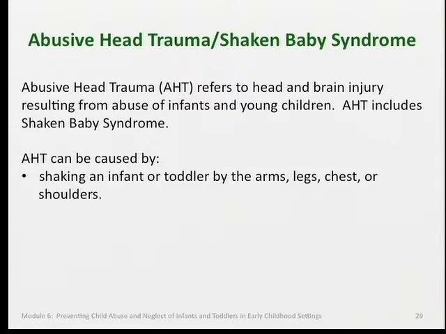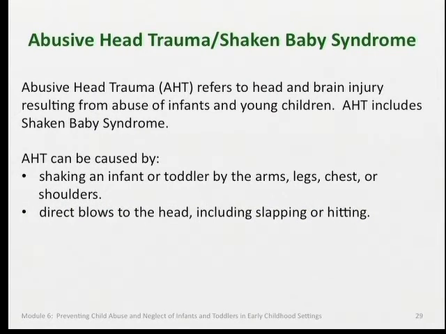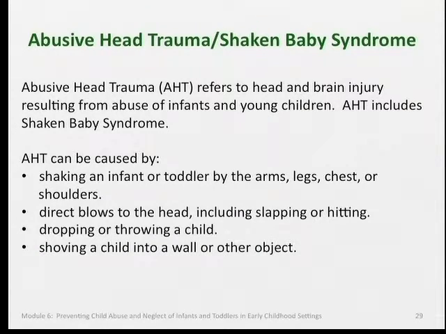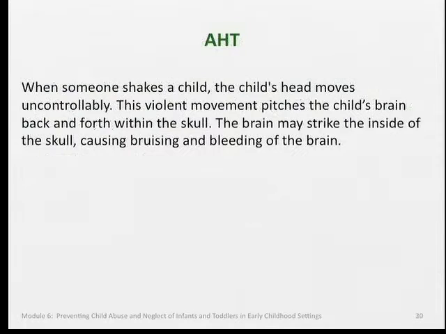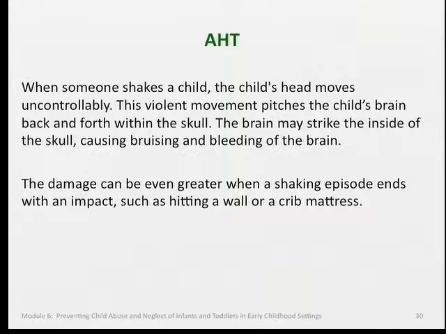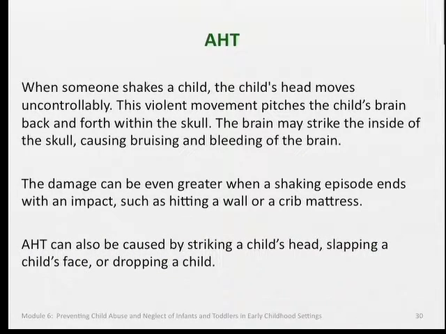AHT can be caused by shaking an infant or toddler by the arms, legs, chest, or shoulders. It can also be caused by direct blows to the head, including slapping or hitting, dropping or throwing a child, and shoving a child into a wall or other object. When someone shakes a child, the child's head may move uncontrollably. This violent movement pitches the child's brain back and forth within the skull. The brain may strike the inside of the skull, causing bruising and bleeding of the brain. The damage can be even greater when a shaking episode ends with an impact, such as hitting a wall or a crib mattress. AHT can also be caused by striking a child's head, slapping a child's face, or dropping a child.